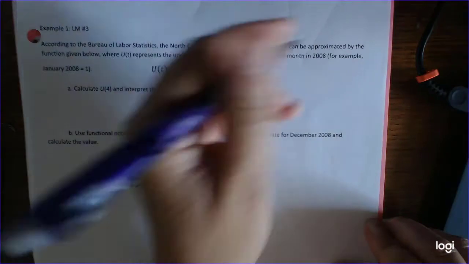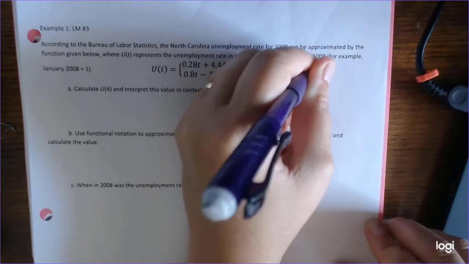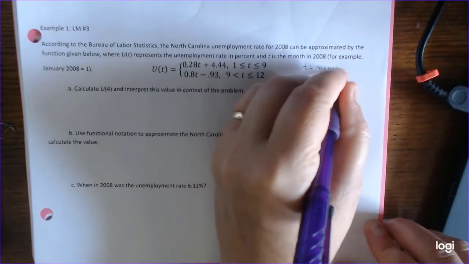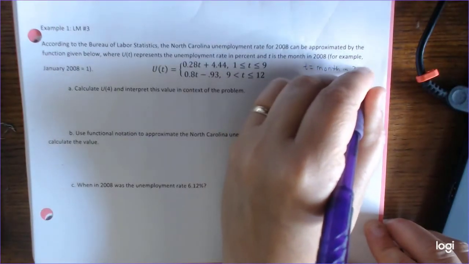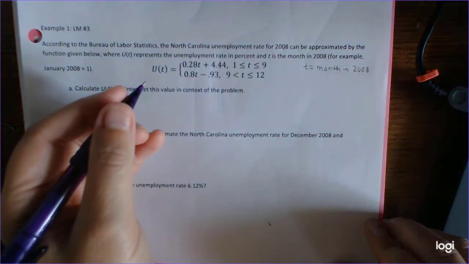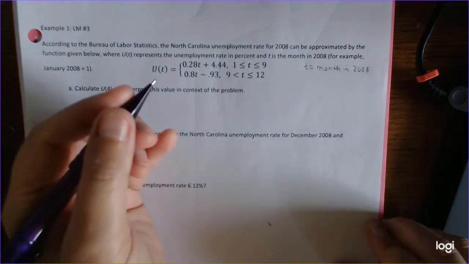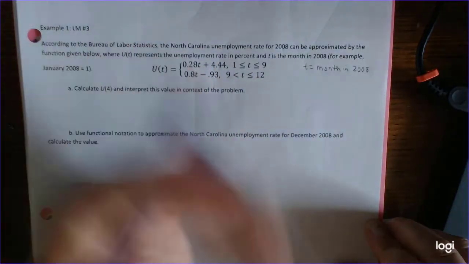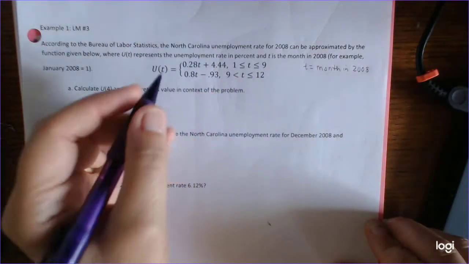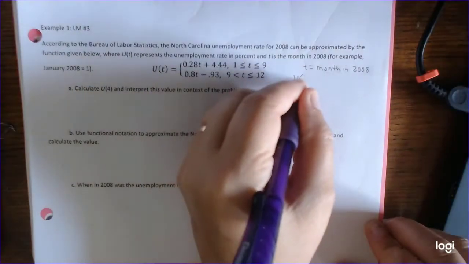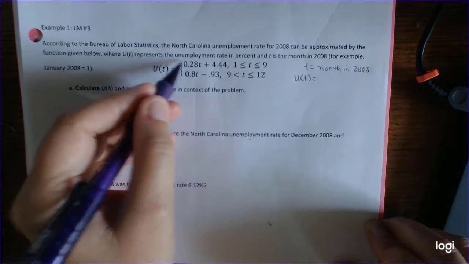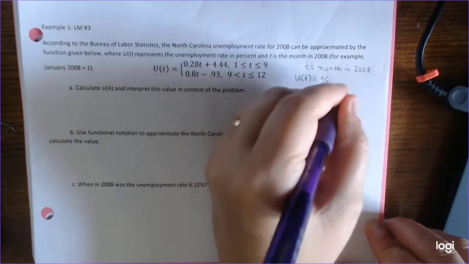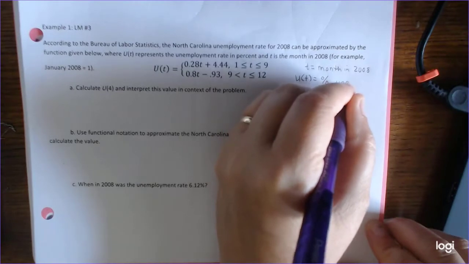So I'm going to write down my Math English Dictionary as I do for every single word problem. T is month in 2008. So we can't put January in the function, obviously, but we can put 1 in there. Okay, so when we're working in the function, this is numbers. When we're interpreting, it's going to turn into months. And then U of t is the unemployment rate, and we're given it in percentage unemployment.